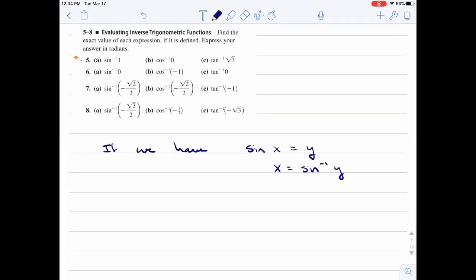And if you are using your calculator, you'll want to make sure that you're in radian mode, right? None of these questions have degrees, so you'll want to be in radians. And if you don't know how to change it to radian mode, just let me know and I'll show you. Or we'll figure it out at least.